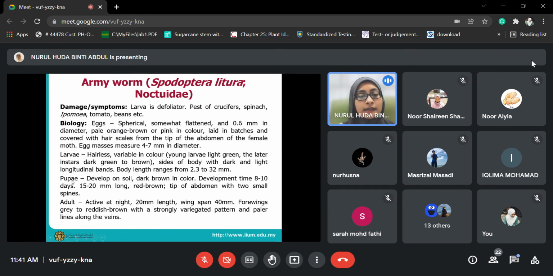okay, and then they pupate in soil, okay, meaning that after they feed on the plant, bila tiba sampai dia nak pupate, they will go down to the soil and then pupate in soil, which is dark brown in color, suitable dengan color soil lah kan, for the mimicry or discoloration tadi. And then development time is around 8 to 10 days. Okay, the size around 15 to 20 mm long.